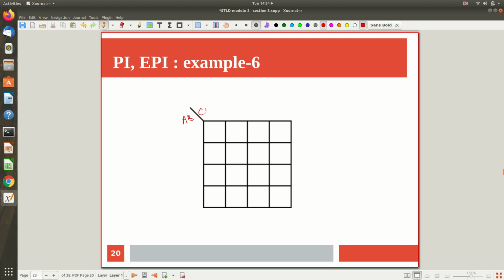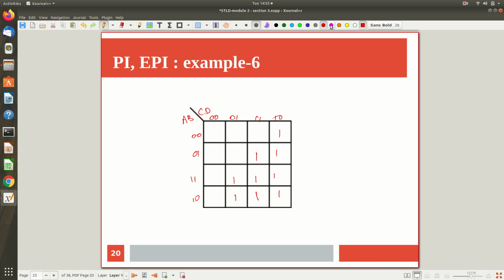So the next example is example 6. Let me write A B C D: 0 0 0 1 1 0 1 1 0 0 0 1 1 0 1 1. So I'm filling the elements this way, and here the elements are coming. See, these are all the minterms. So the right side is filling mostly, right?